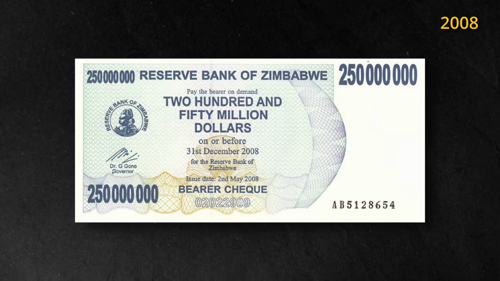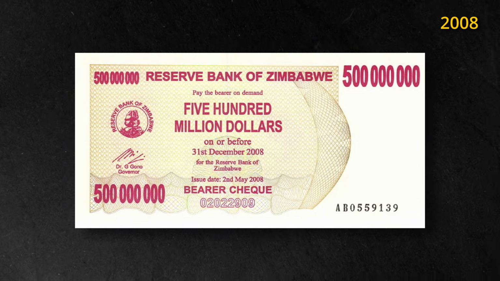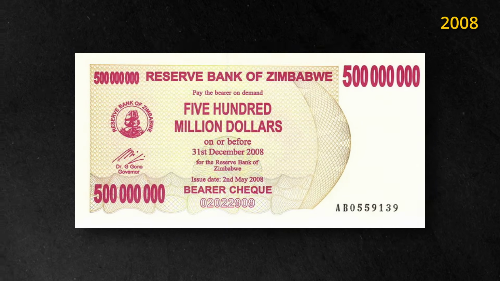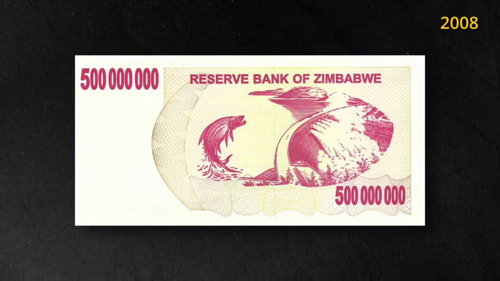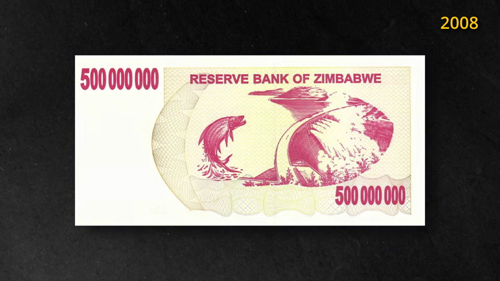On the 15th of May 2008, the Reserve Bank of Zimbabwe issued a $500 million note, which was red in color and featured a tiger fish. On the same day, the governor of the Reserve Bank of Zimbabwe issued special agro checks.